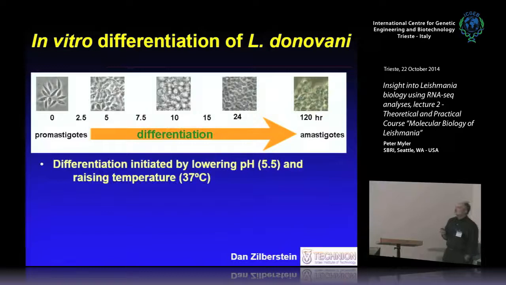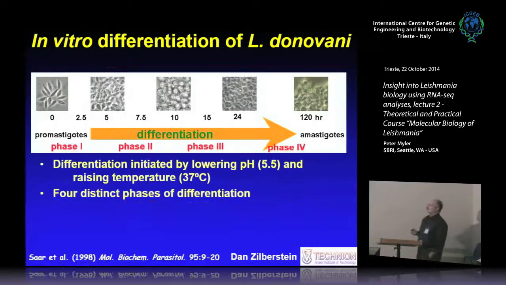Okay, the next story I want to tell you about is something I've been working on with Dan Zilberstein for a number of years, and that is the differentiation process going from promastigotes to amastigotes. Dan has worked out how to do this in culture, in axenic conditions, by raising the pH and lowering the temperature. What he found was that there were really 4 distinct phases of differentiation that occurred over a 4 or 5 day period.